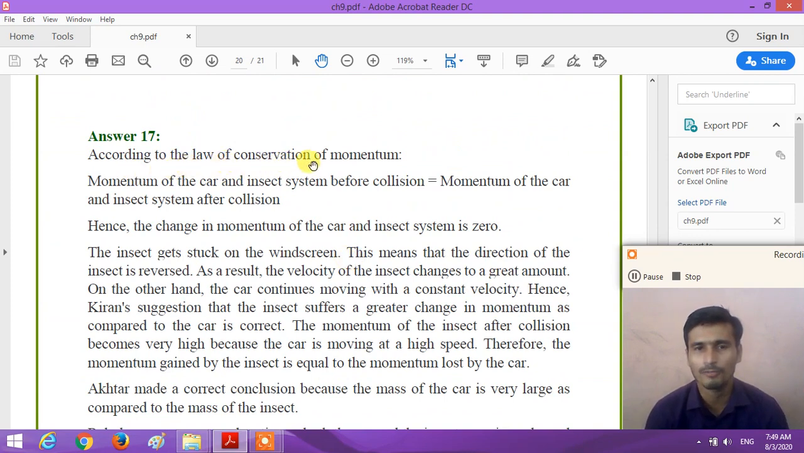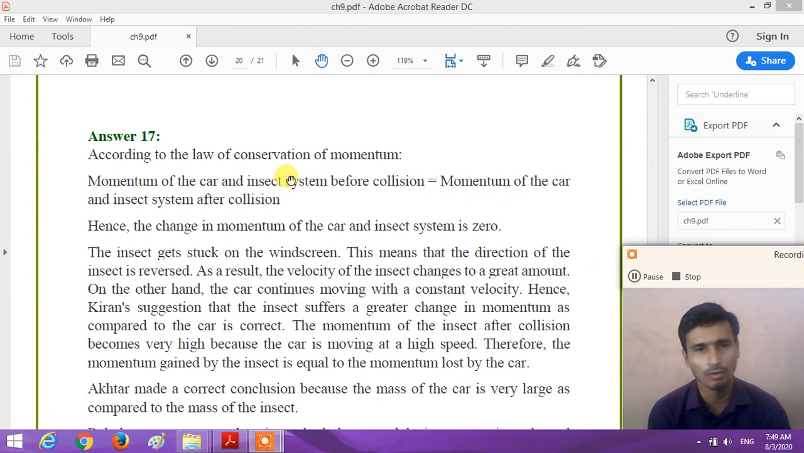According to the law of conservation of momentum, the momentum of the car and insect system before the collision is equal to the momentum of the car and insect system after the collision. So initial momentum and final momentum are the same. Momentum of the system before collision is the same as after collision. So the change in the momentum of the car and insect system is 0.